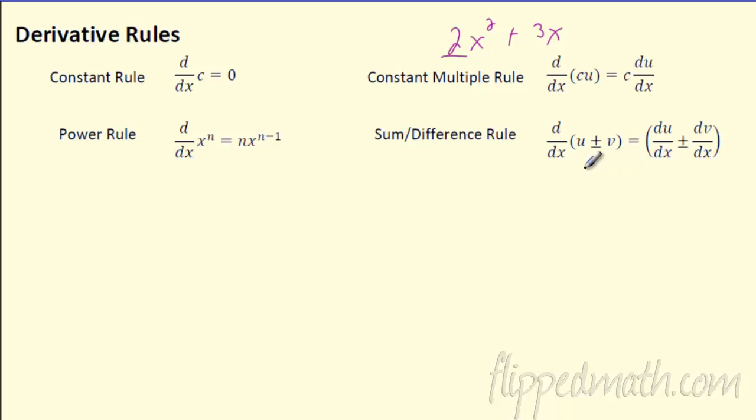You may see this written differently. This u and v are actually functions, so you may see the derivative with respect to x of f of x plus or minus, doesn't matter if you add or subtract, g of x. So that's really what it means. This just means the derivative of u, so f prime of x, plus or minus the derivative of g. So I'm going to use u and v because it's a shortcut for the next section, but it really means this whole f of x, g of x if you prefer.